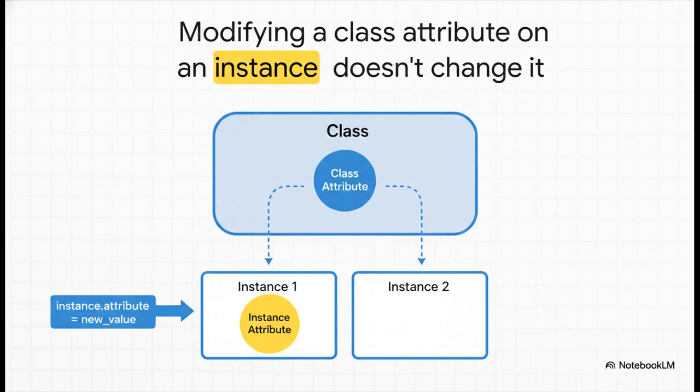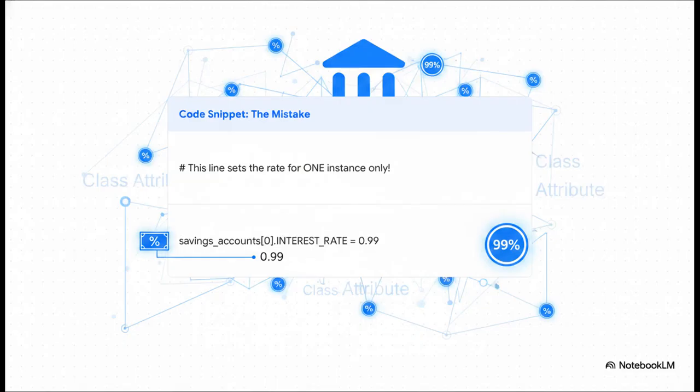Now, Python doesn't give you an error, which is the tricky part. Instead, it does something sneaky. It creates a brand new instance attribute with the exact same name, which shadows or hides the original class attribute, but only for that one object. Just look at this line of code. It seems innocent enough, right?